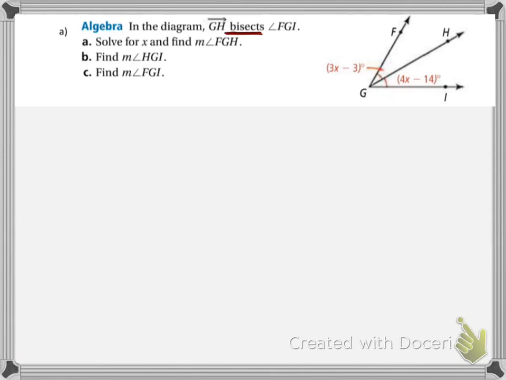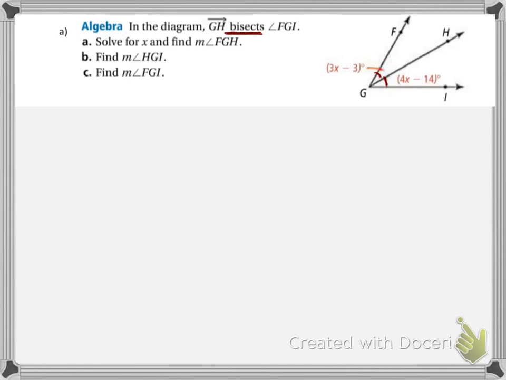So since we have that GH bisects, you notice that whenever you hear the word bisect, it is splitting something in half. It could be a segment, and it could be an angle like this one in this case. So see the tick marks right here? It's saying that those angles are congruent. So if those angles are congruent, then we have to set those equal to each other. So let's go ahead and do that.